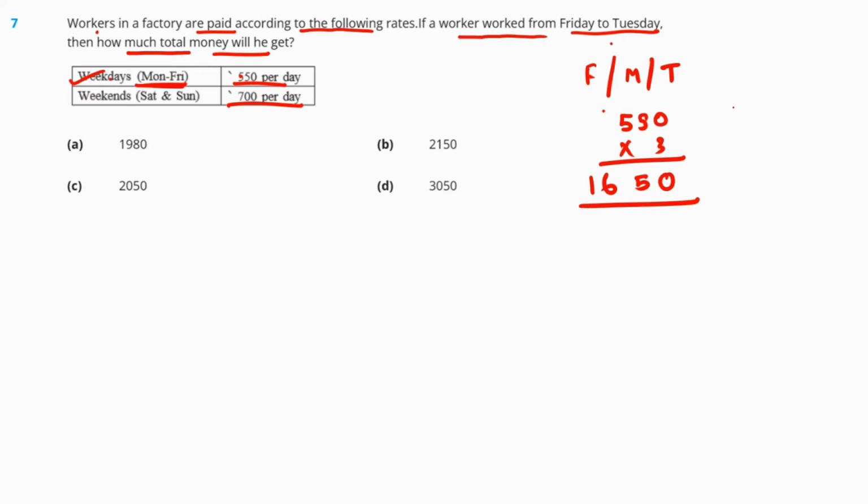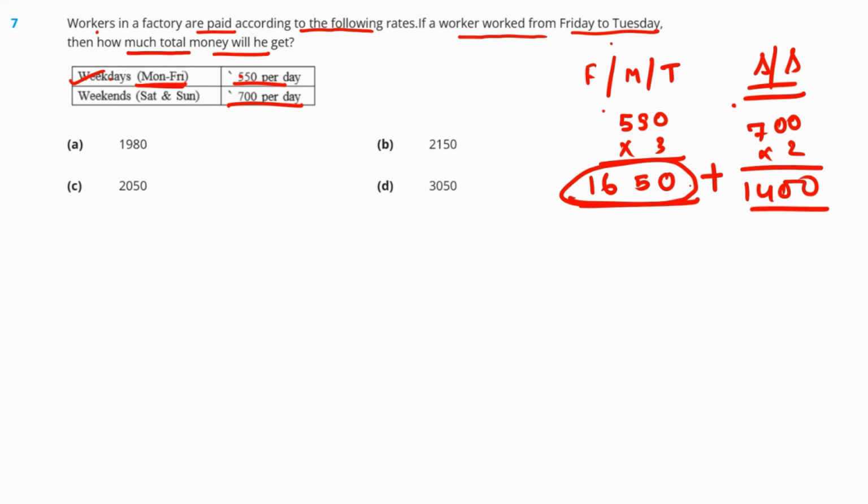1,650 rupees as his total money. Next, he has two weekend days, Saturday and Sunday. So 700 per day, 700 into 2, that's 1,400. So his total amount is 1,650 plus 1,400, that's 3,050. Option A.